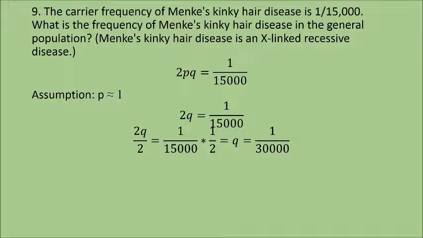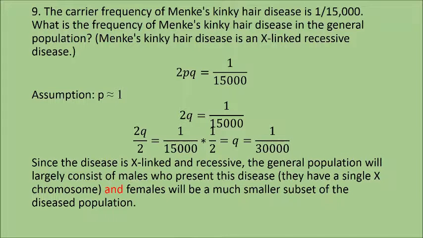Since the disease is X-linked and recessive, the general population will largely consist of males who present this disease, since they have a single X chromosome. The females will be a much smaller subset of the disease population, since they can have a dominant allele that will not cause them to present this phenotype.